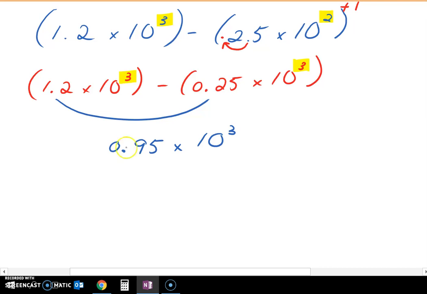Well, now you have to ask yourself about this 0.95 because this is not between 1 and 10. I still need to convert. This is rare where we have to do this, but we're going to do this right now. So this is where my decimal is. And what I need to do is I need to subtract a space. So to do that, I now have 9.5 times 10 to the second power. And of course, we're talking about distance here, so this is going to be in miles.